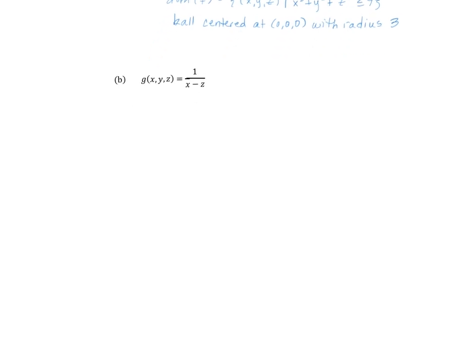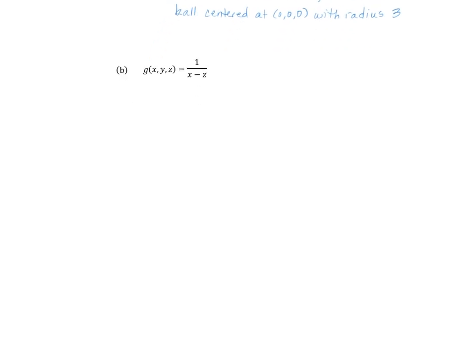Okay, let's try another one. Let's look at this function g. It's equal to 1 over x minus z. So this is a fraction. I have a problem when the denominator is 0 on a fraction. So I know that x minus z cannot be equal to 0. All other values are fine, just cannot be equal to 0. Or in other words, x cannot be equal to z.